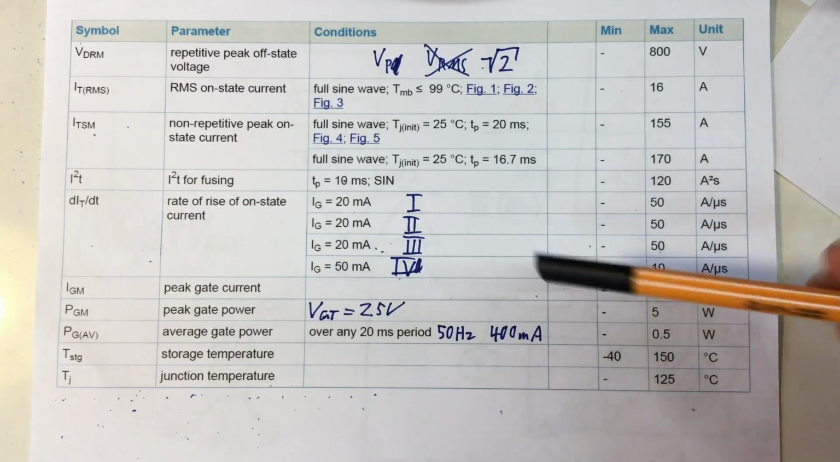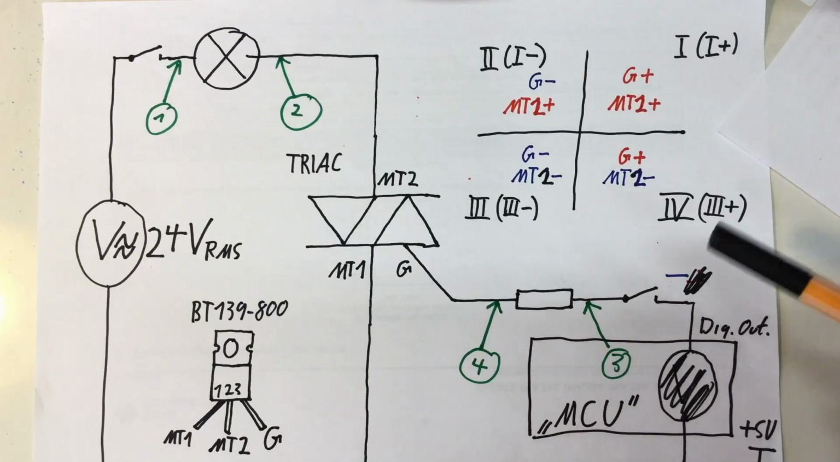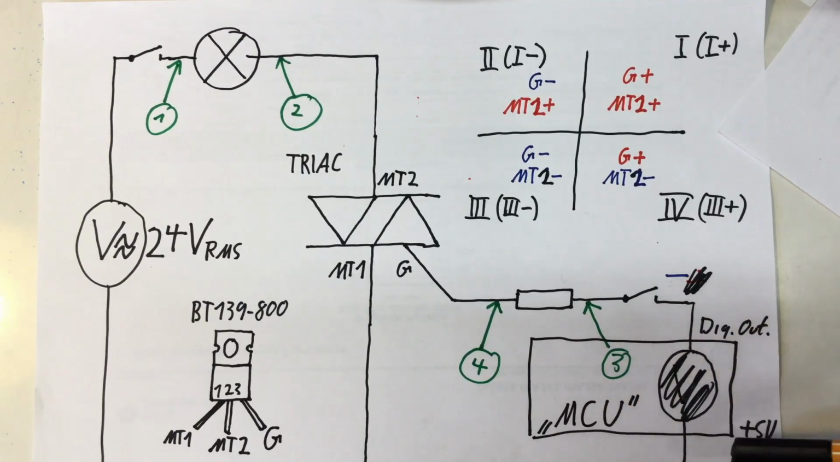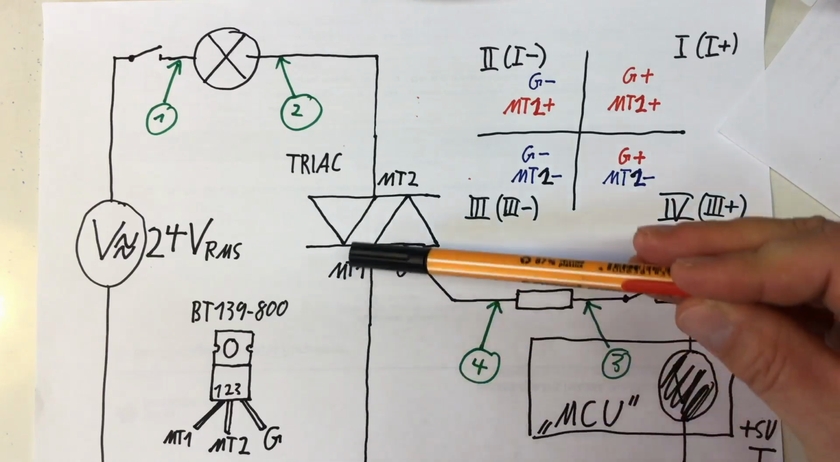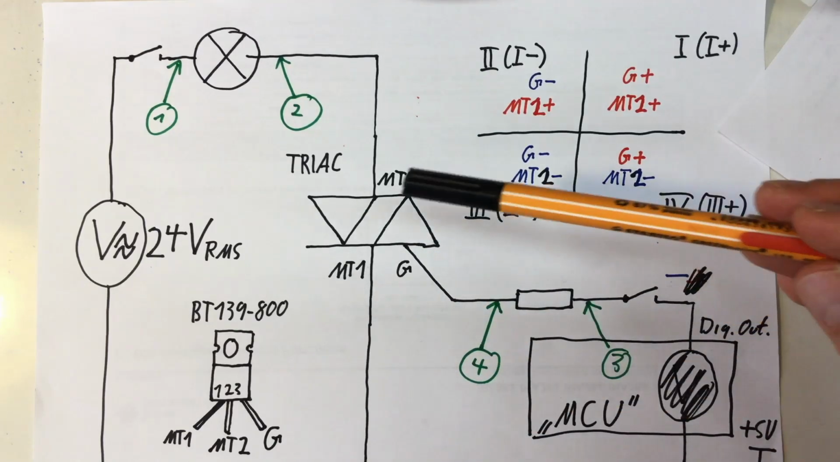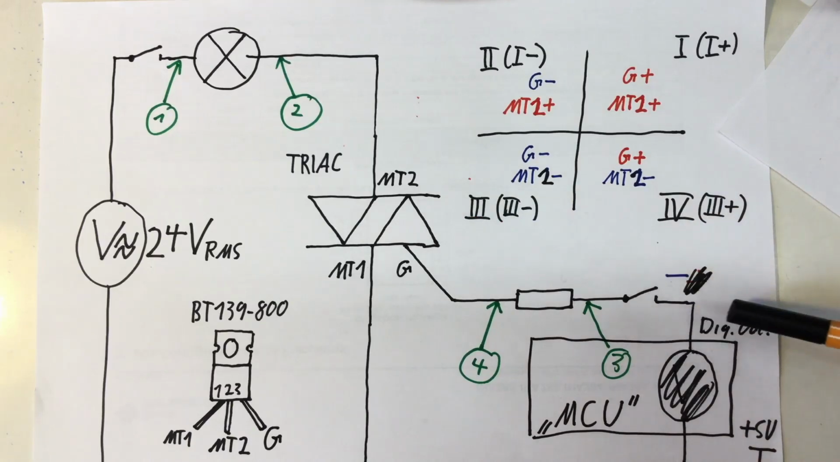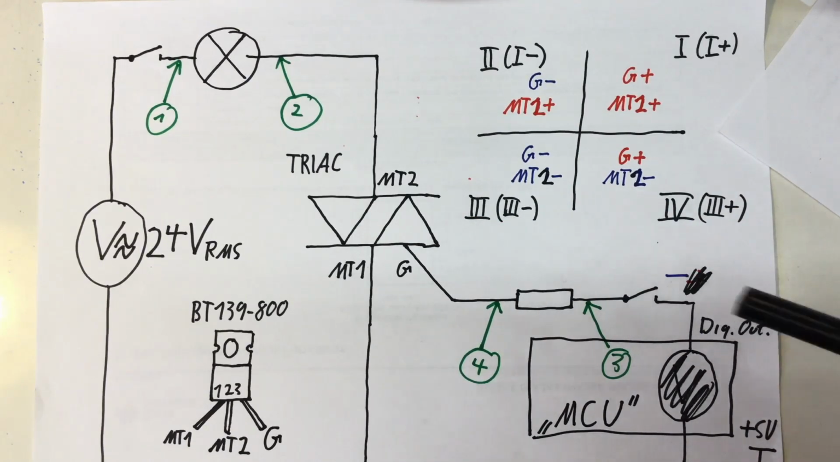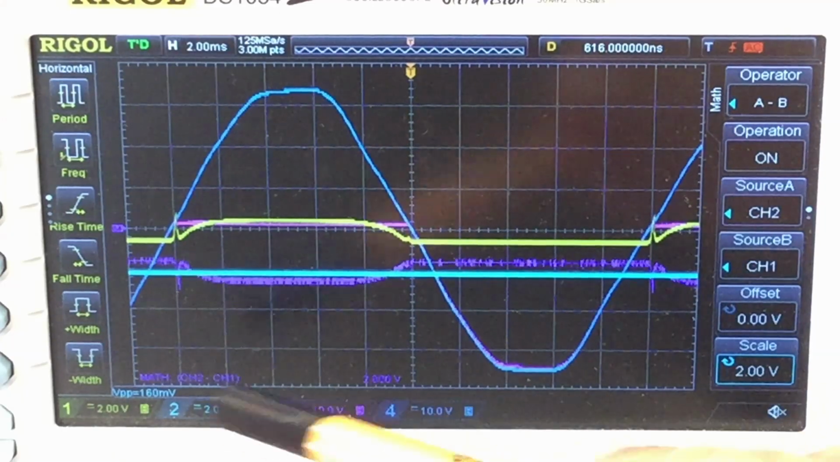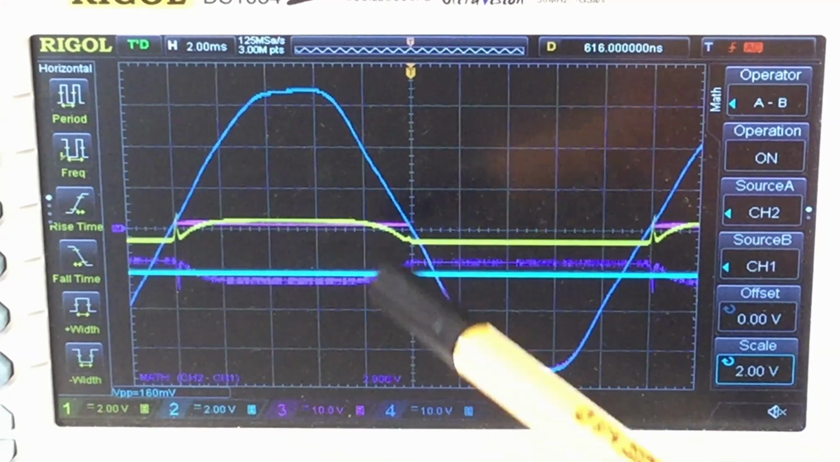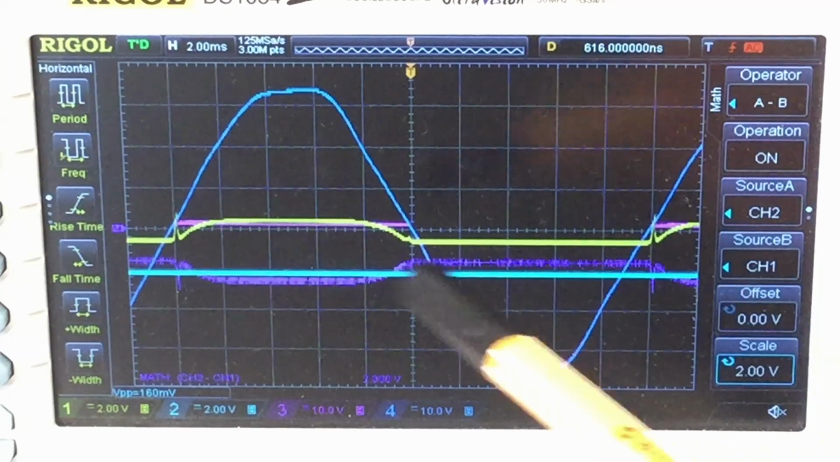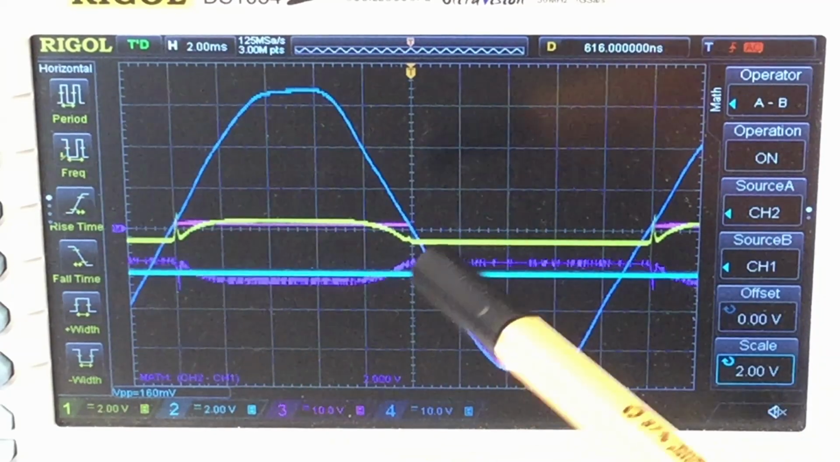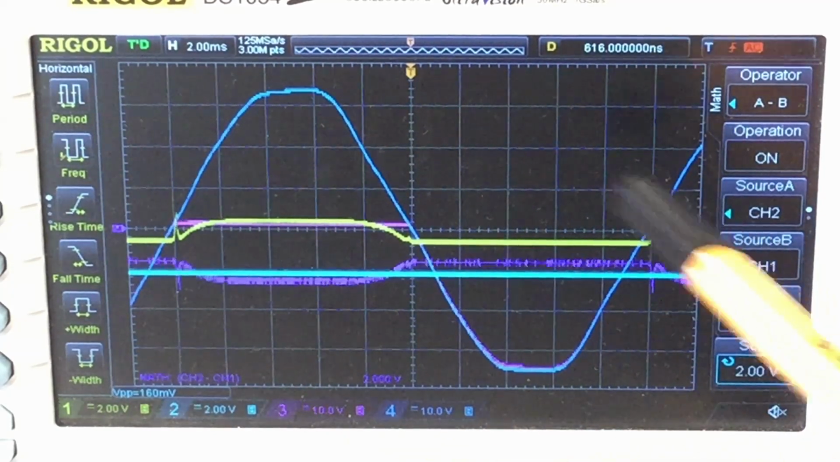So doing it this way, have your microcontroller unit have the 5 volt or your positive supply array connected to main terminal 1 and switching the TRIAC on by pulling your digital output low. That's really the way to go. Our gate current is, of course, still fluctuating between the positive half wave and the negative half wave.